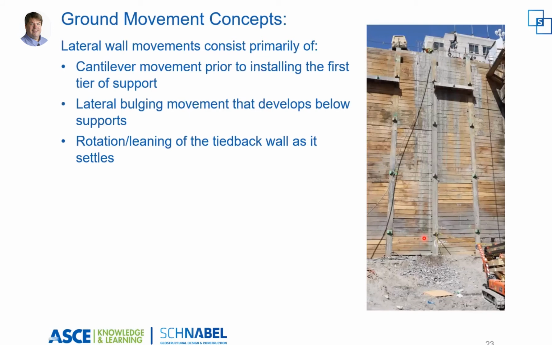Then we also had to look at the different stages of construction and how that affected movement, because we have to combine everything. So, you had your cantilever moment when you first installed your first tier of support. So you get a little bit of movement there. Then you get lateral bulging as you install the tiebacks below each tieback, and then rotation and leaning of the tieback wall as it settles.